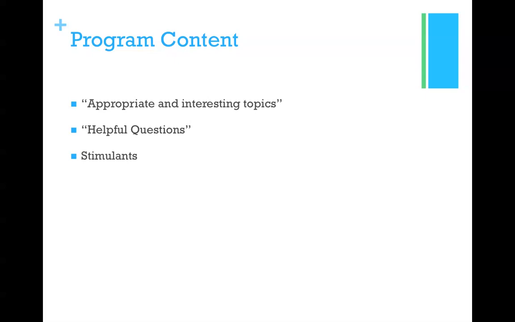You definitely want to use stimulants. And I always like to use all the senses when you're discussing this. When you're setting the stage for your Reminisce, it's important to have the proper stimulants to jog that memory or to jog that understanding.